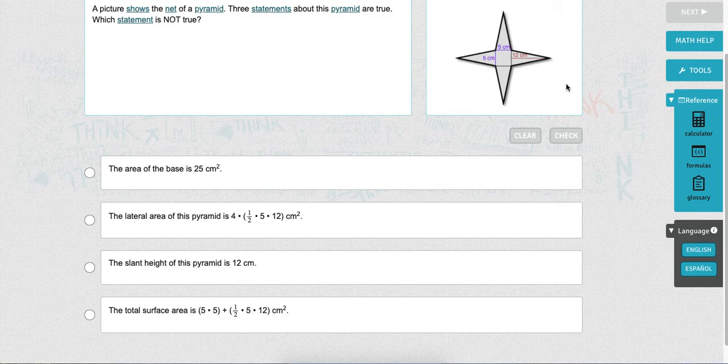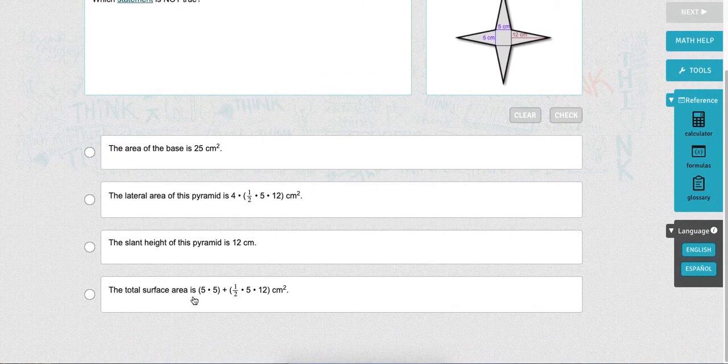The slant height of the pyramid is 12. Remember, this is the height of the triangle, the slant height of it. When I put these four together, that's not going to be the height going directly up from the center of the square pyramid. It's going to be something different. So that is correct because the slant height is the side length height. Okay, so that's still true.